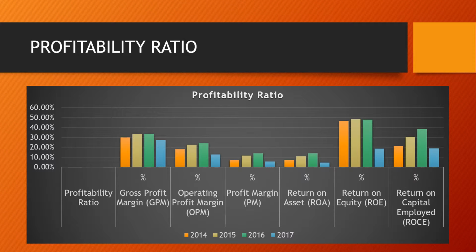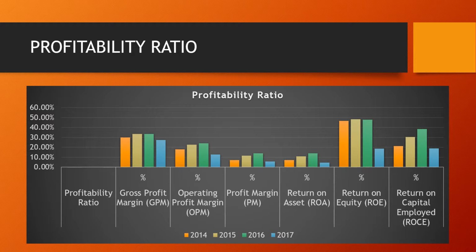Profitability ratio. It is a method to know and measure the income or operating success of a company for a given period of time. Here, the average percent of profit margin is the lowest over a period of 4 years, while the average percent of return on equity is highest over a period of 4 years, which is shown in our graph.